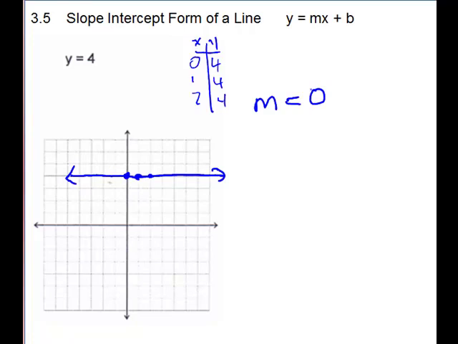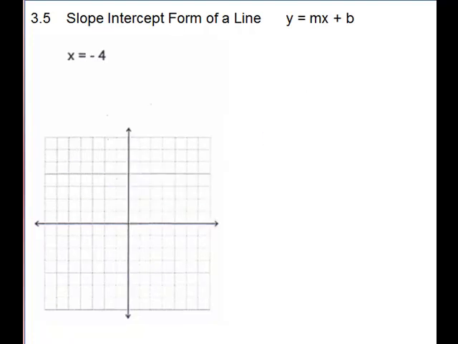Right? And what is the y-intercept? We do have a y-intercept on this one. And it is when our x is 0, so 0, 4 is our y-intercept. For our next one, x equals negative 4, we cannot put it in slope-intercept form either. It is a special line. It only has one variable. We can make a little table to see which way it goes, vertical or horizontal.